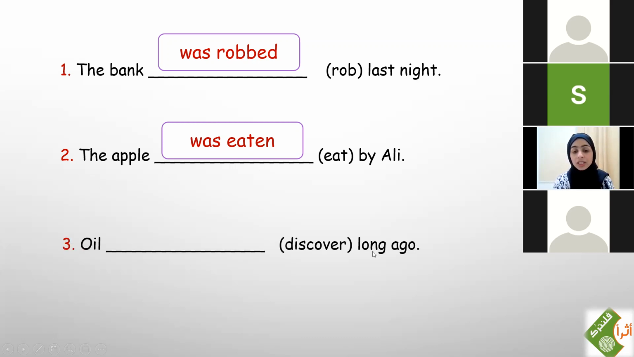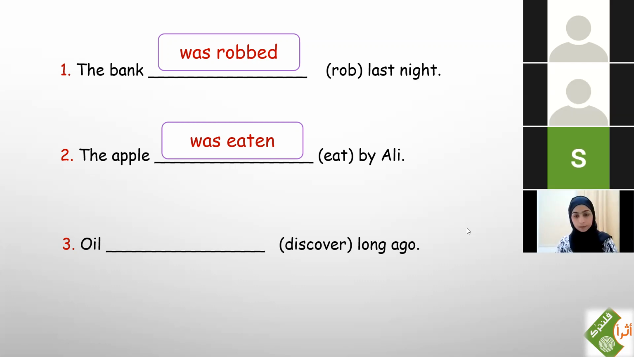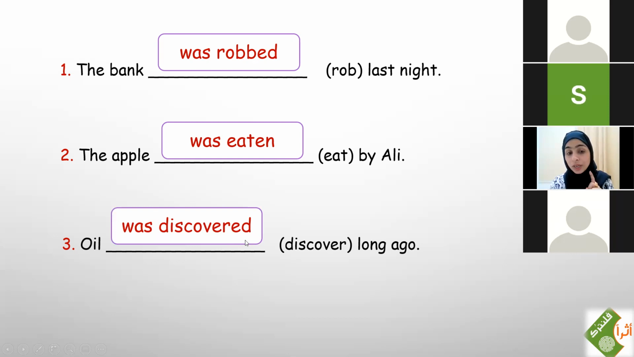"Oil dash discovered long ago." Arwa, yes, what do you think the answer is here? "Oil was... long ago." Only "oil was"? You said "was oil was"? "Discovered." Well done, Arwa. It's not only one verb, Arwa, it's two verbs.